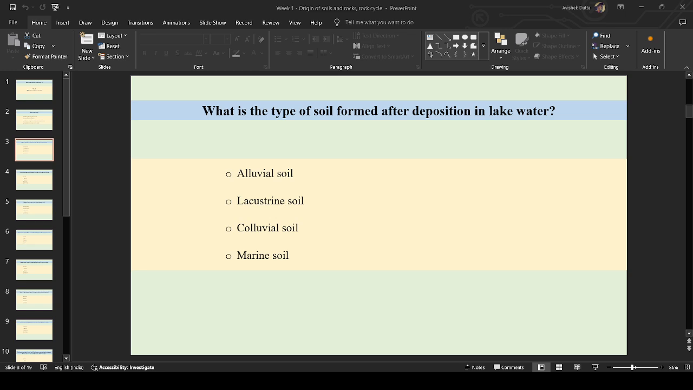I hope you are familiar with the transportation and deposition of soil and the various agents of transportation. So this question is with respect to that particular topic. I'll repeat the question once. What is the type of soil formed after deposition in lake water? Your options are alluvial soil, lacustrine soil, colluvial soil, or marine soil.